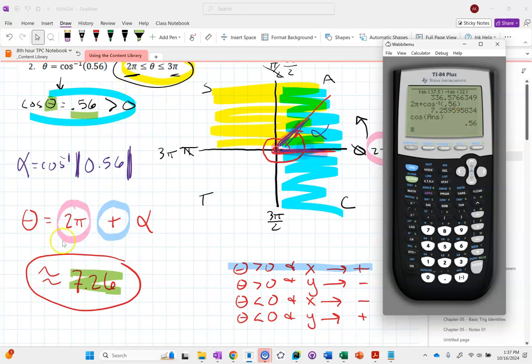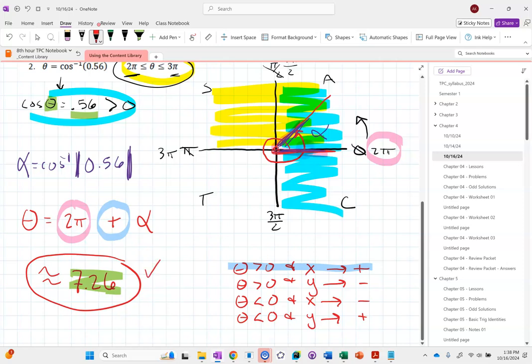And then I want to make sure that 7.26 is in between 2 pi and 3 pi. So the easiest way to do that, I'll just type in 2 pi into my calculator. So I'm bigger than that. And I'll type in 3 pi, and it's smaller than that. So I am 100% sure that I have the correct answer, as it satisfies both the equation and the interval that I'm given. Does that feel okay?